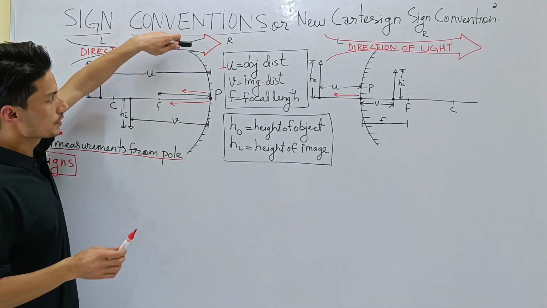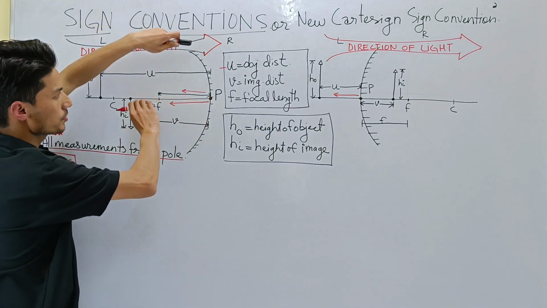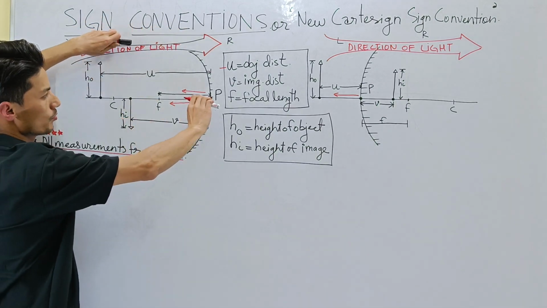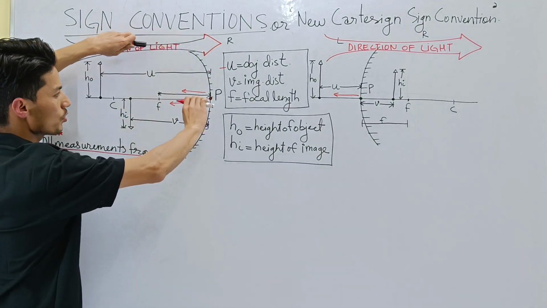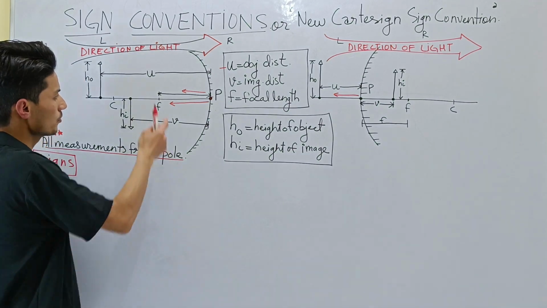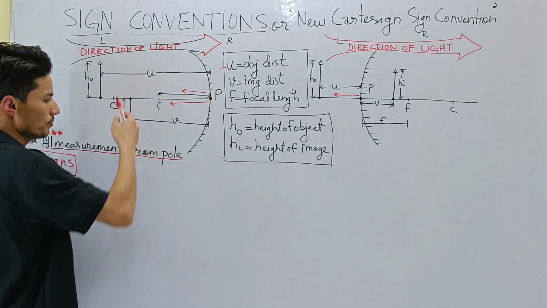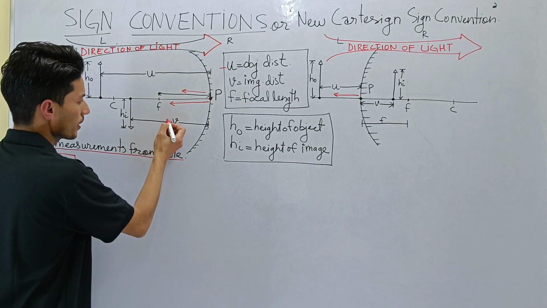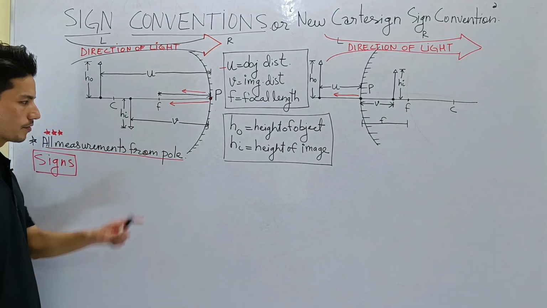Are you moving along the direction of light or opposite to the direction of light? Your movement is opposite again. If it is opposite, what sign will you get? You should be getting negative. So for this particular diagram, v will be negative. Okay, here v will be negative.